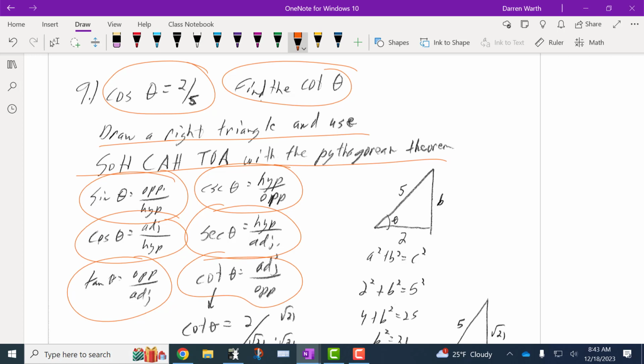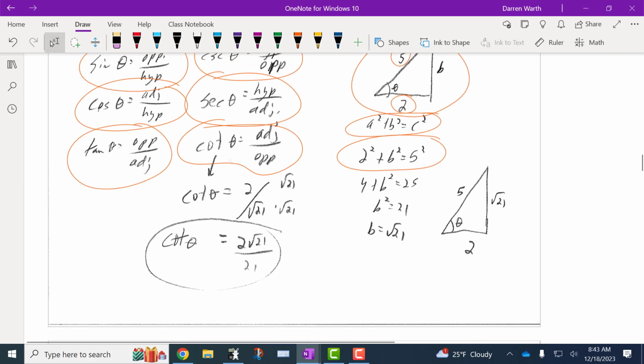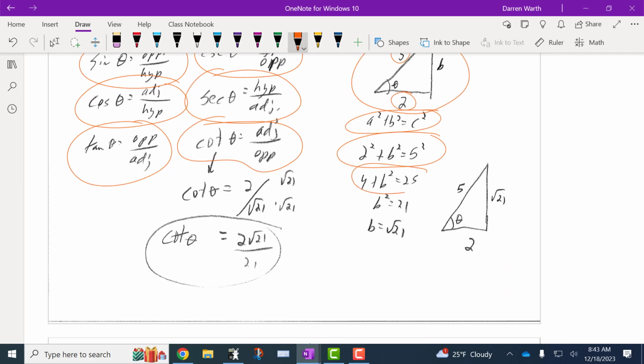So we just need to go ahead and draw a right triangle. Here's our right triangle. Notice the cosine is adjacent over hypotenuse, so the adjacent is 2 and the hypotenuse is 5. Use the Pythagorean theorem, a squared plus b squared equals c squared. So 2 squared plus b squared equals 5 squared, so 4 plus b squared equals 25. Then b squared equals 21 when I subtract 4 from both sides, so b equals the square root of 21.